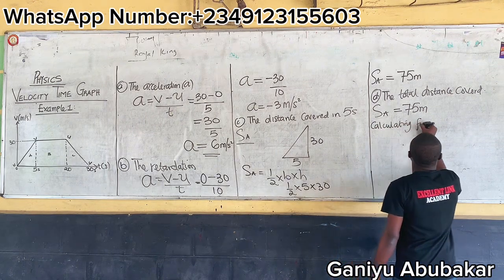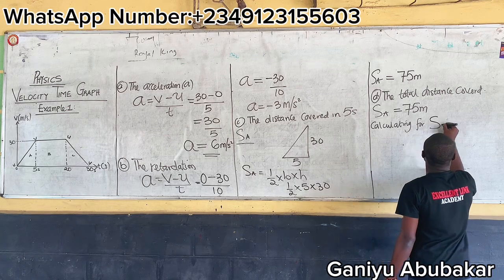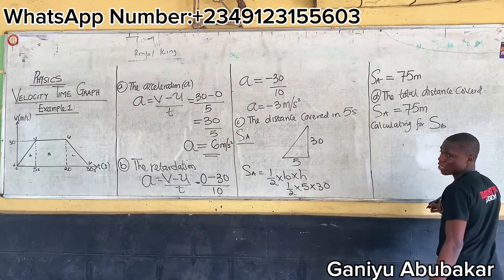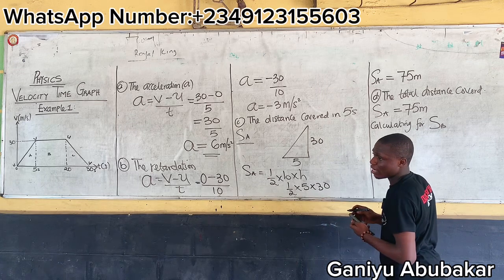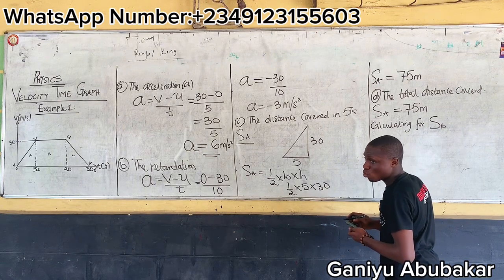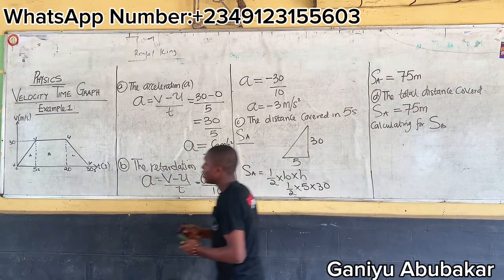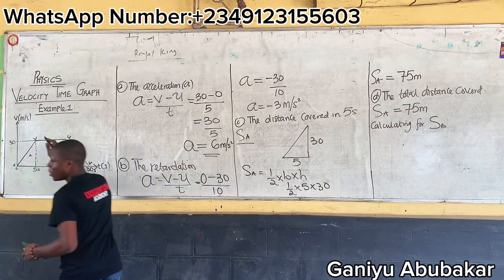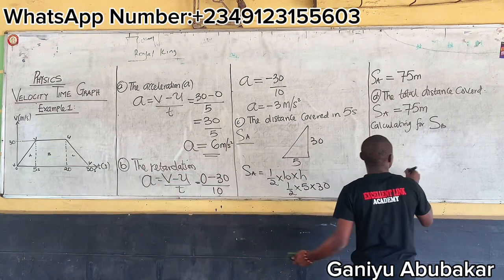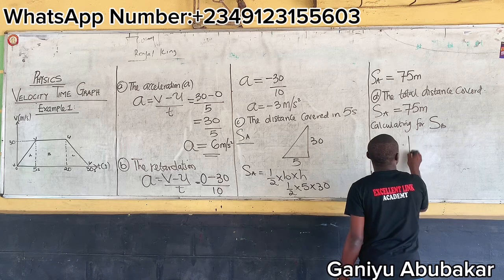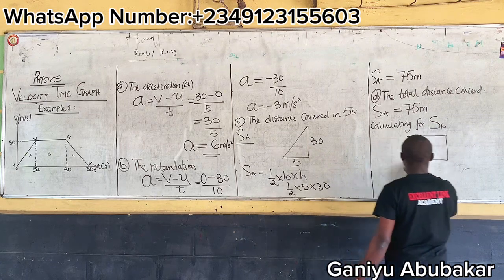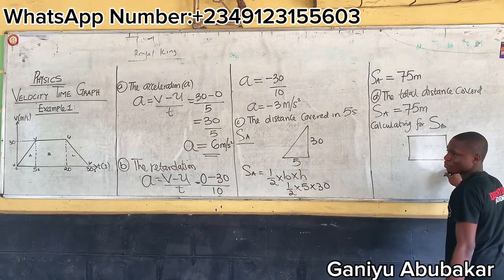Calculating for distance at B. For your B, what shape are you seeing there? Rectangle. Or you can call it square if you want to, but I'm saying rectangle basically. So that becomes a rectangular shape this way. What will be here?